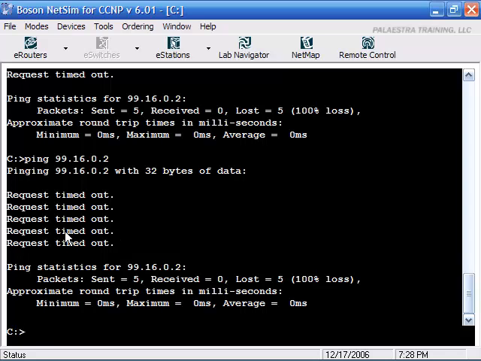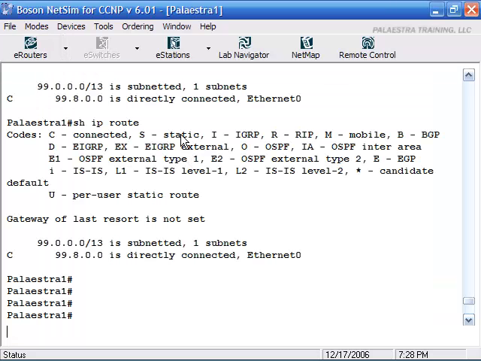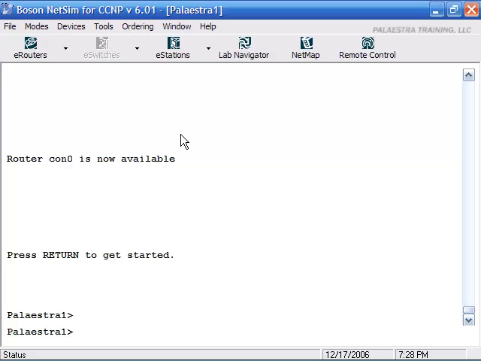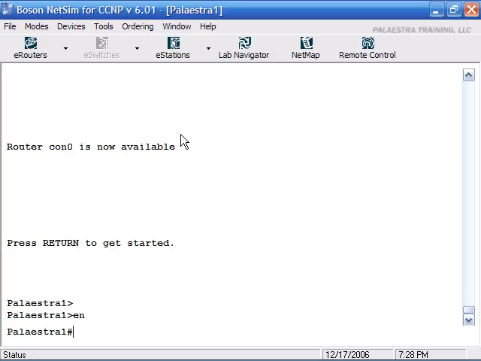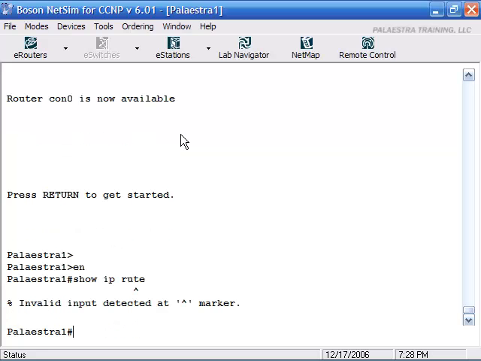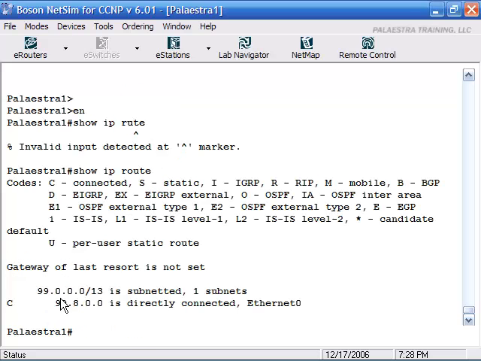So we're the administrator. We're going to go in and start taking a look at the Palestra 1 router and figure out what the heck is going on and why there is no connectivity. The first thing we want to do is show IP route just to check it out and see what's in there.